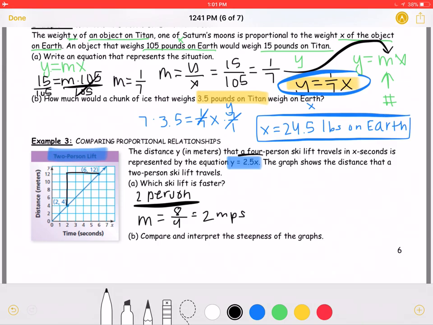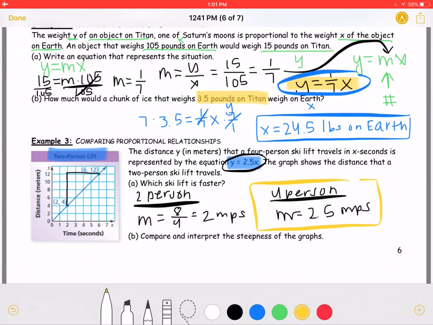Now let's compare that to the slope of the 4-person lift. Guys, look at that equation. It's in y equals mx form. That m, that 2.5, is our slope, which means that the 4-person lift travels at 2.5 meters per second. So which ski lift is faster? The 4-person.